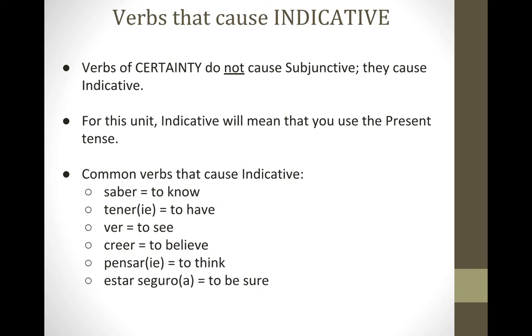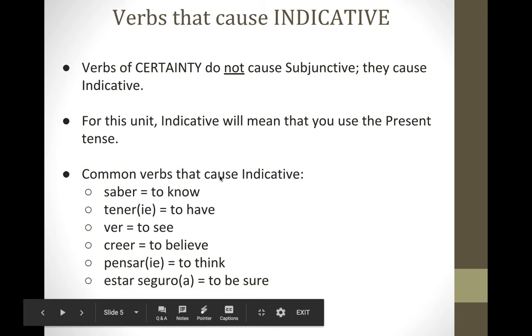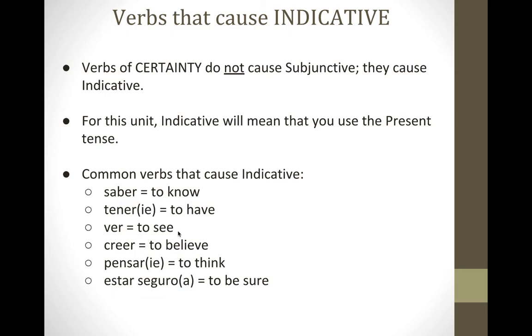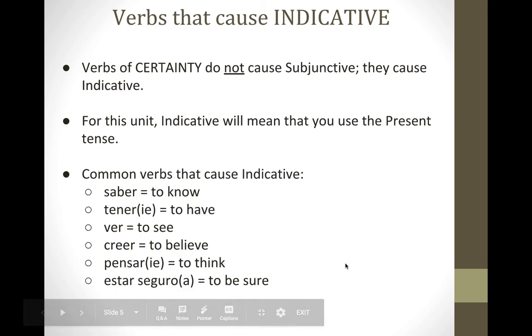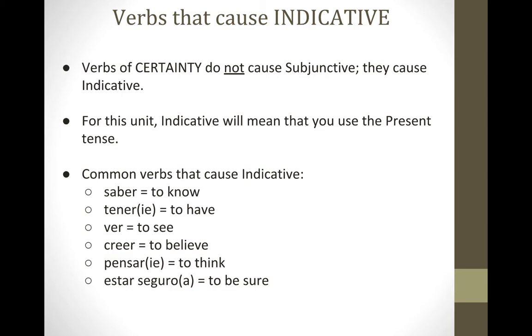Just a quick reminder before we go to the practice. Verbs of certainty will not cause subjunctive. These verbs will cause indicative. And just a quick reminder once more, indicative in this unit will mean that you use present tense. Here are the 6 verbs that you will commonly see in this unit that cause indicative. These are not weird verbs. These are verbs of certainty.